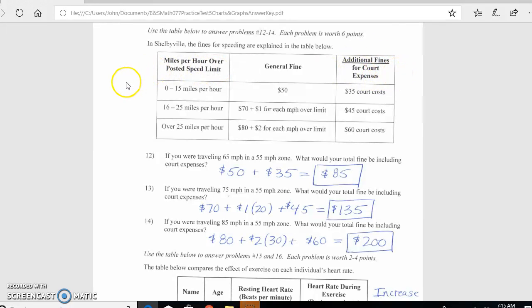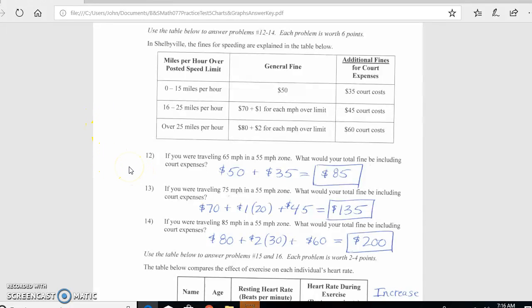So for example, if we were going 15 miles per hour over the speed limit, then this would be the row that we would be looking at. We're going 15 miles over the speed limit, and we would add up the general fine and the additional fines. If we were going 30 miles over the speed limit, then we would be down in this row, over 25 miles per hour over the speed limit. And then we would use this row to determine the general fines and the additional fines. So that's how we need to use the table. And now we can look at the questions.